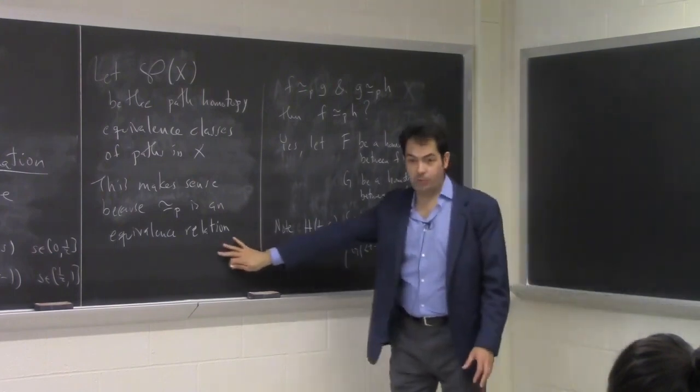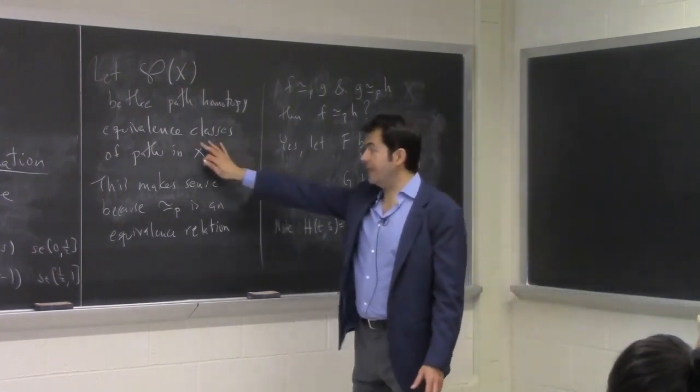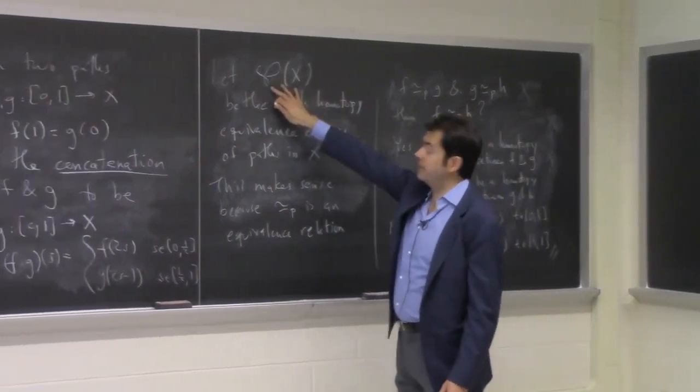Okay, excellent. So we have an equivalence relation, so we can look at the equivalence classes, and we're going to denote that by curly P of X.